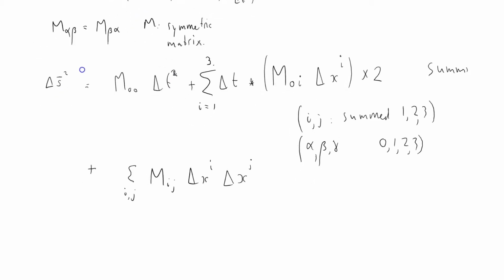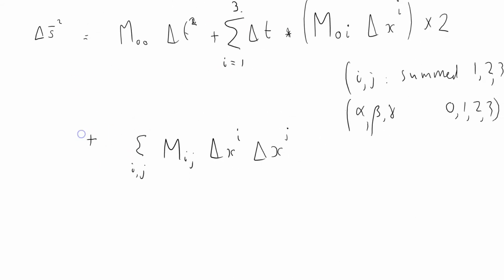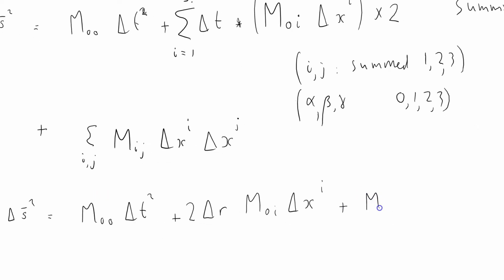Well, that's fantastic. Let me just, oops, said Daisy, these things happen. That's great. What I'm going to do is write it out again. Delta s bar squared equals m0,0 delta t squared, plus, and instead of delta t, I'm going to write delta r times 2 m0i delta xi. Oh, there's a 2 there as well. Plus mij delta xi delta xj, where i and j are summed 1, 2, 3 as it says here.